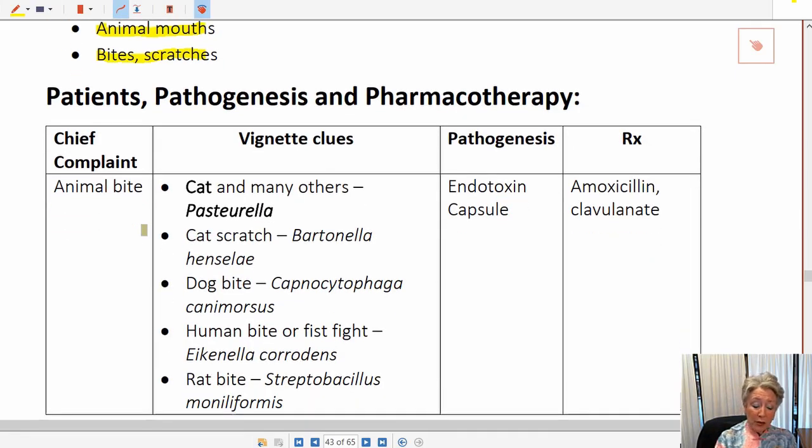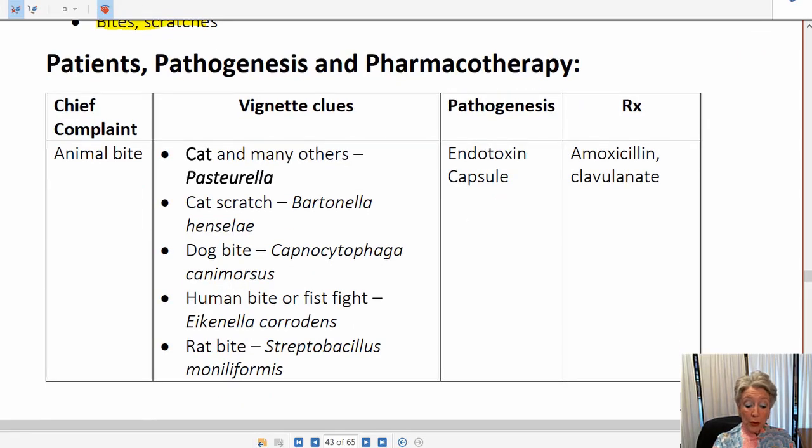But if a person has been bitten, the most common thing that you would find in the mouth of the cat would be Pasteurella. Remember, cat scratches can give you Bartonella henselae, cat scratch disease, and additionally, I can get bacillary angiomatosis, same organism, in my AIDS patients. With the dog bite, I would anticipate Capnocytophaga canamorsus.